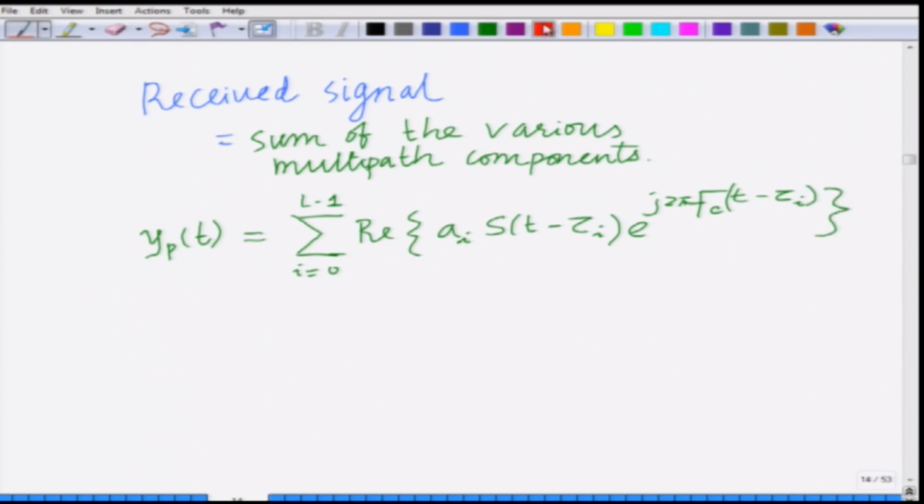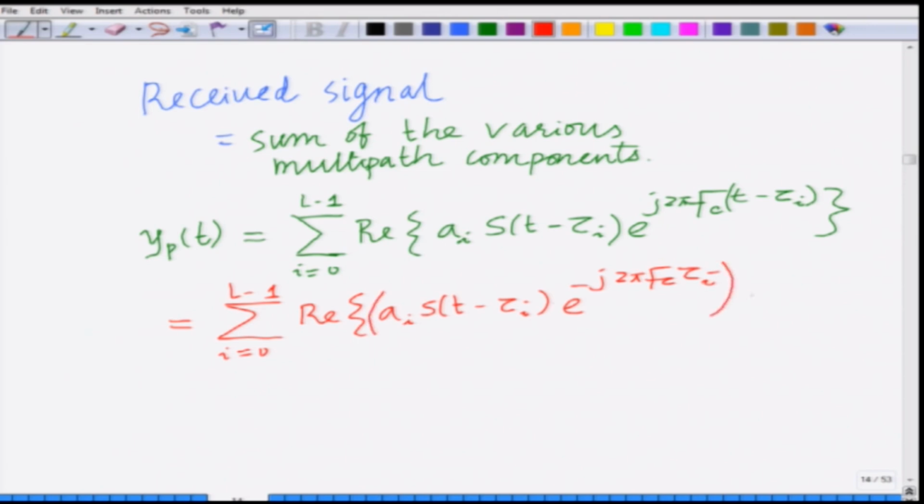So this is the received passband signal, which is the sum of the various multipath components, and I can further simplify this as the sum over i equal to 0 to L minus 1 of the real part of AI S of t minus tau I e to the power of minus j 2 pi f c tau I times e to the power of j 2 pi f c t, that is the carrier component. You can clearly see e to the power of j 2 pi f c t, the carrier modulation component, is common to all these paths.